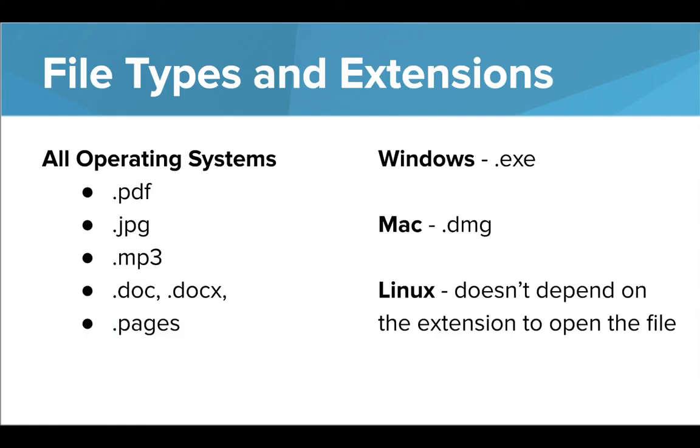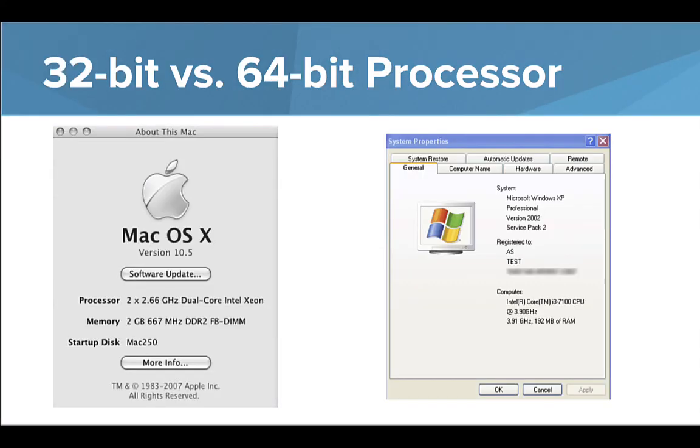There are also extensions that definitely can only be used on specific systems, like EXE for Windows and DMG for Macs. Linux, again, does its own thing here and uses the way the file is coded to decide which program or app to use to open the file, instead of looking at the extension. Operating systems each have their own procedures for processing information. Some systems may need more memory to open a file or run a program.